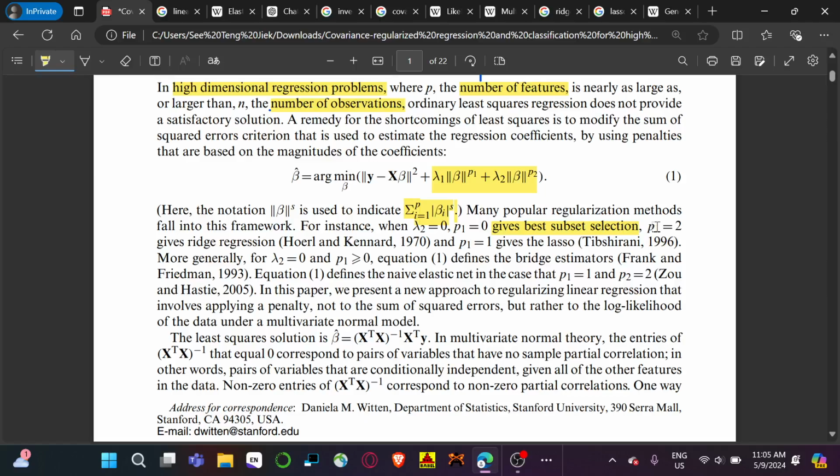Okay, p1 equals 2. If this equals 2, it would be ridge regression. But if p1 equals 1, it gives you lasso regression.